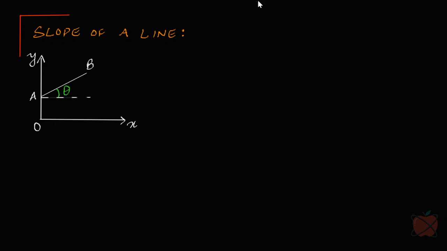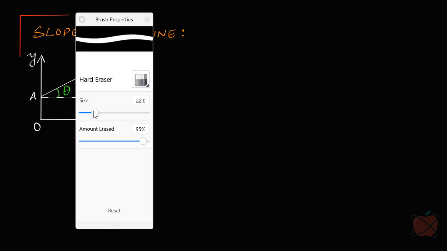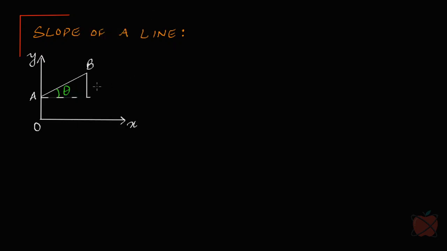Okay, so let me complete the diagram. Just for convenience, let us draw another perpendicular line here. So you have a right angled triangle. Okay, let me take this brush size to be smaller. Okay, right.